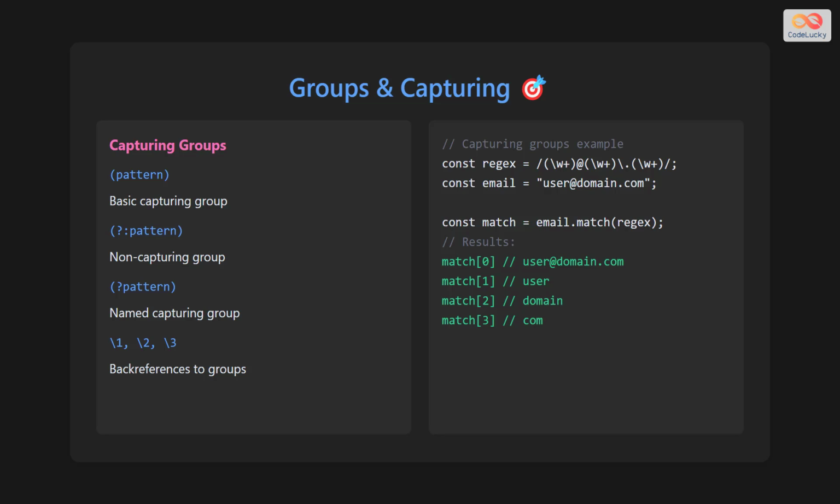In the code example, we are defining a regular expression that matches an email pattern with 3 capturing groups. The first group captures the username. The second group captures the domain name, and the third group captures the top-level domain. The match method returns an array. The first element of the array is the full match, and the subsequent elements of the array are the capturing groups.